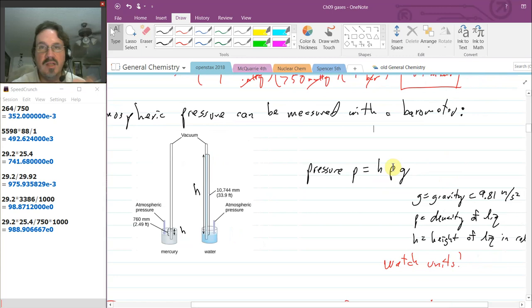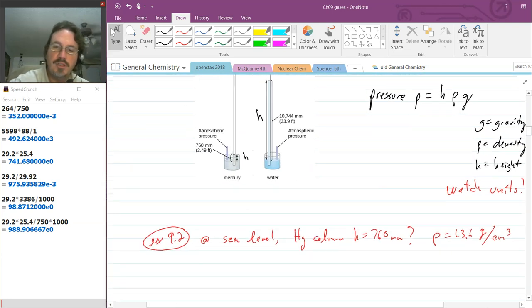With the height of the column, you're going to measure it. The density, depending on what it is, you'd have to know the density of your liquid. And g is always the same thing. Gravity is 9.81 meters per second squared. And so you just measure that height, plug it in, and you'd get the pressure in terms of pascals, if you use the right units for these three things that you're plugging in.